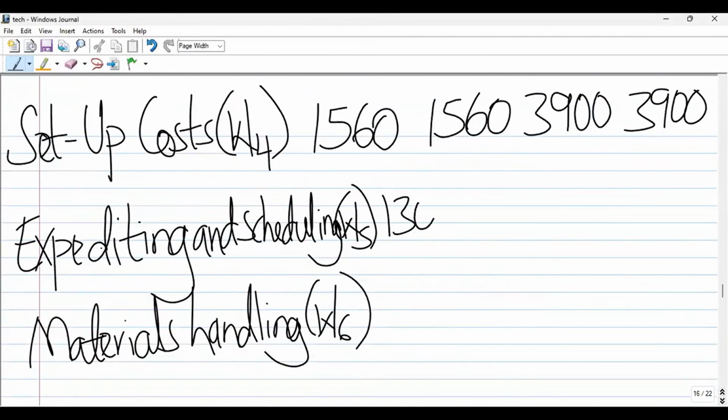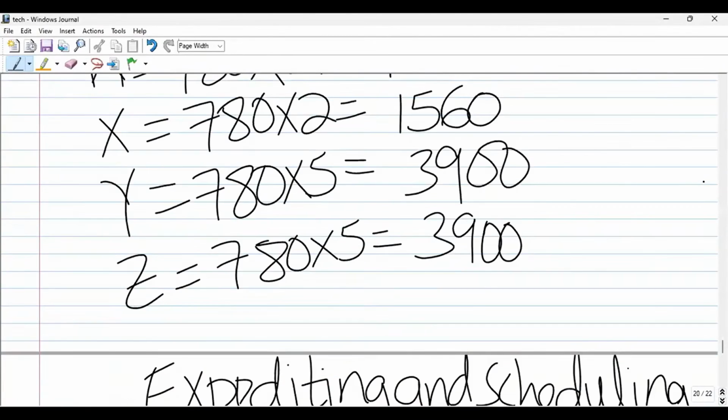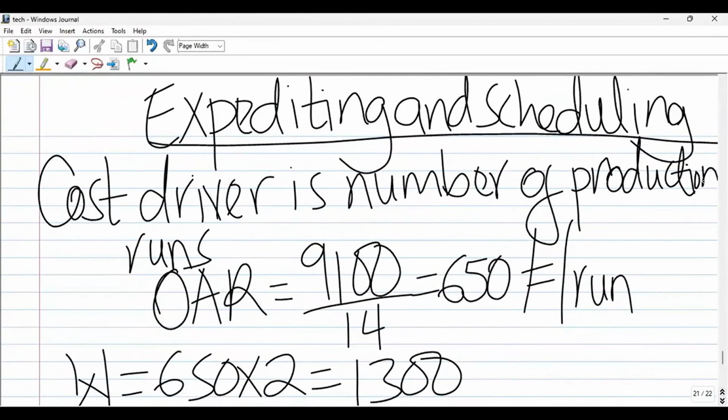I beg your pardon, madam, for the expediting and scheduling, the cost driver? Yes. Expediting and scheduling is a machine related cost. For machine related cost, we use number of production runs. We don't use labor. Like I told you, when machines are introduced, labor have no work to do. It depends on how long the machines are running. That's why we use number of production runs for machine related costs.